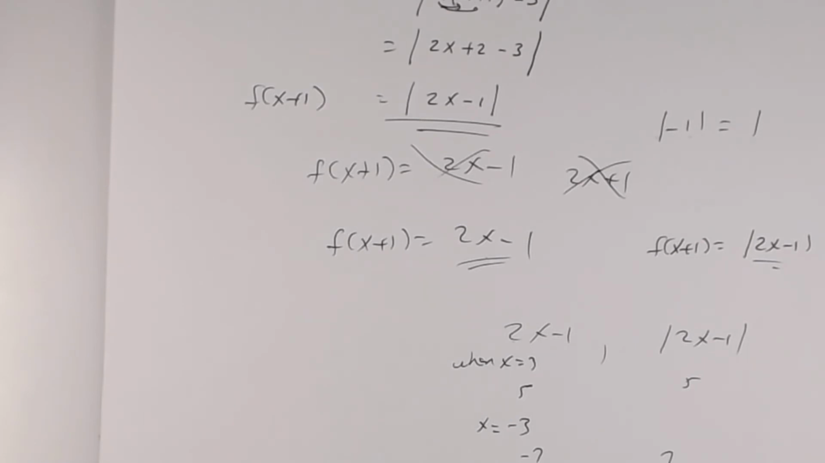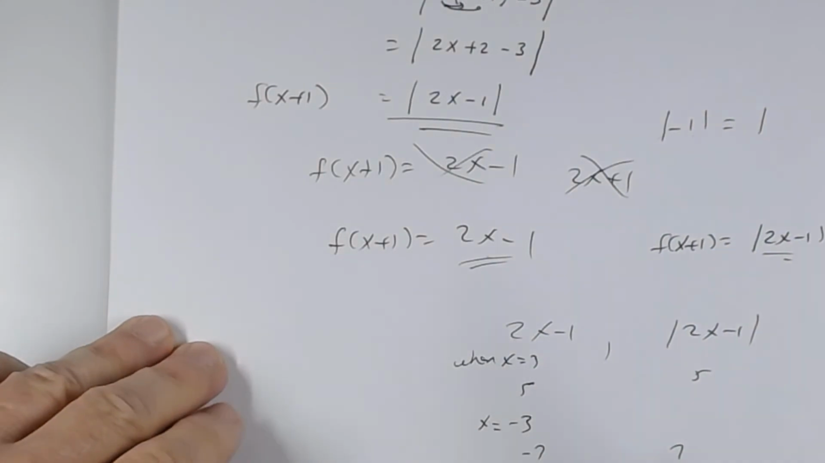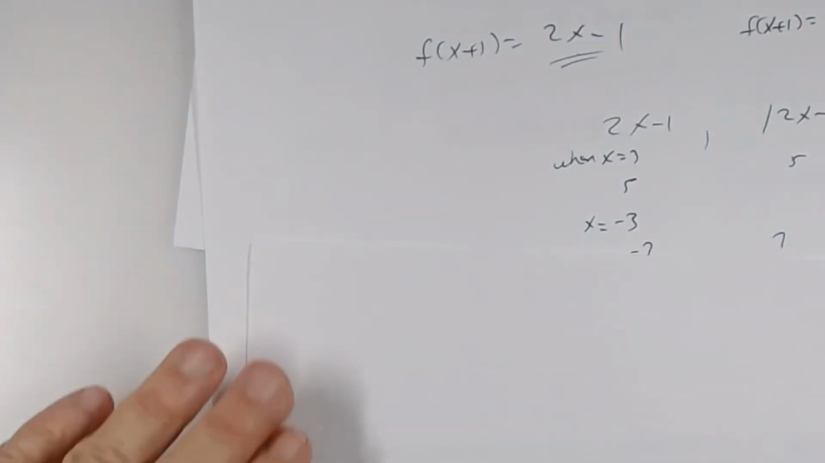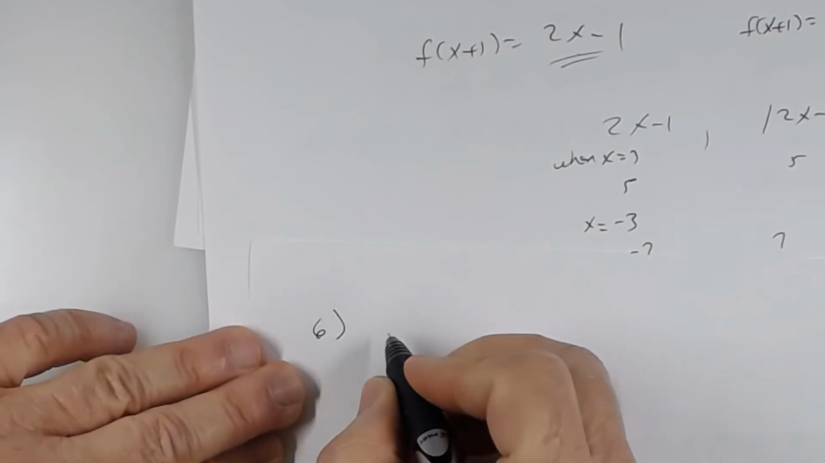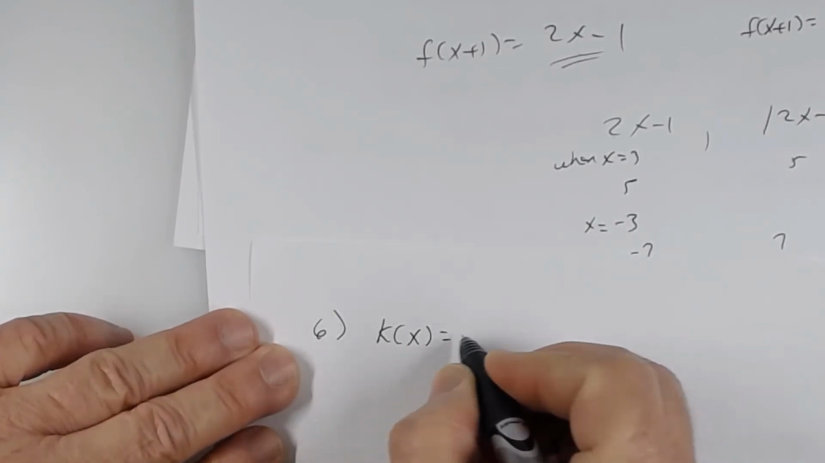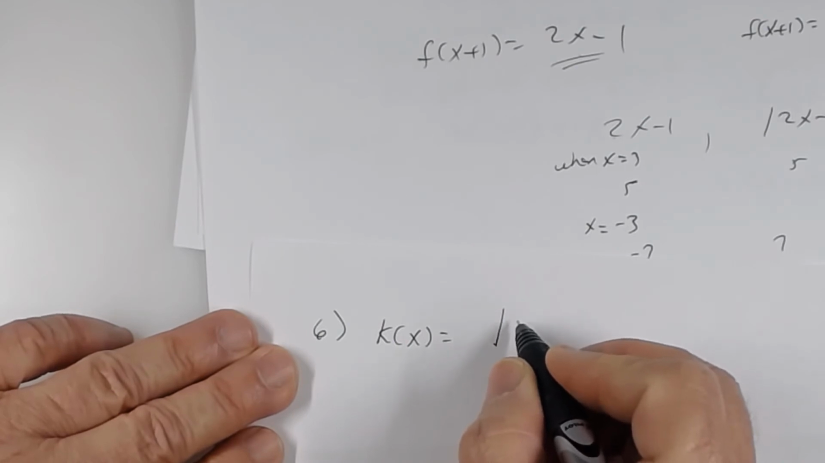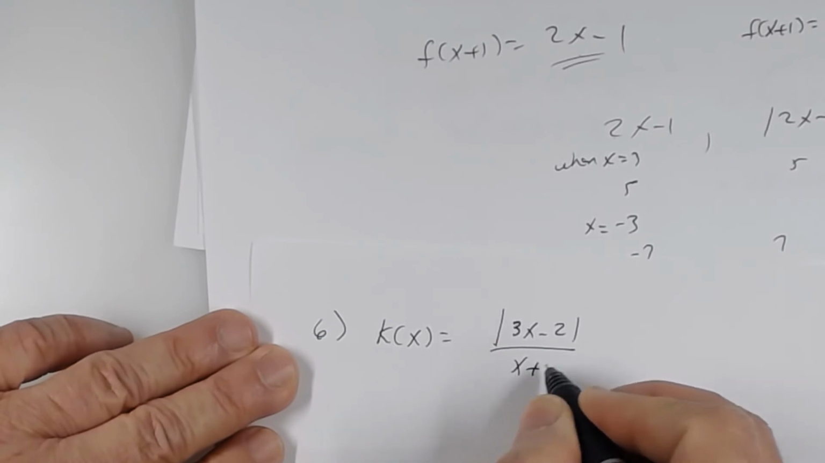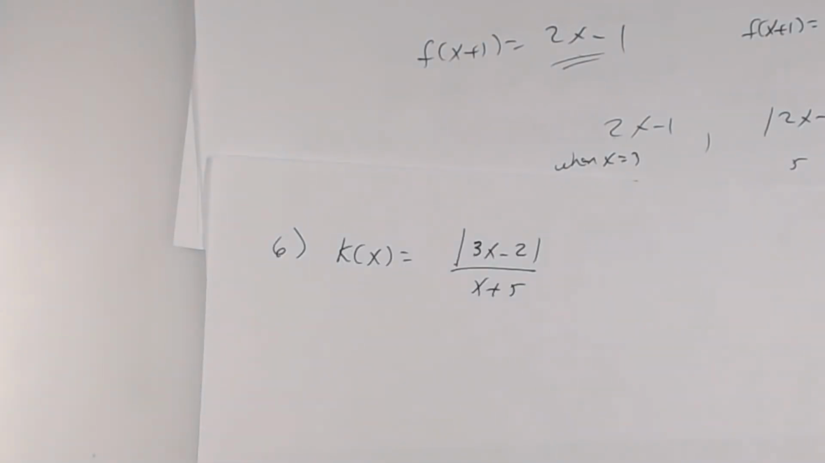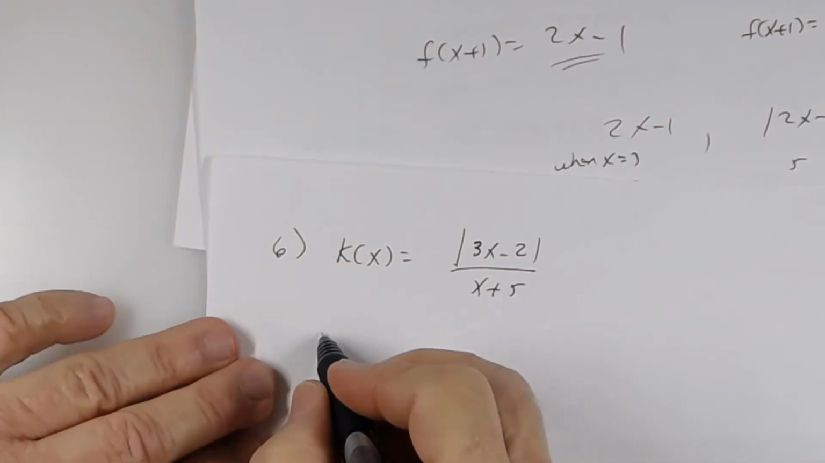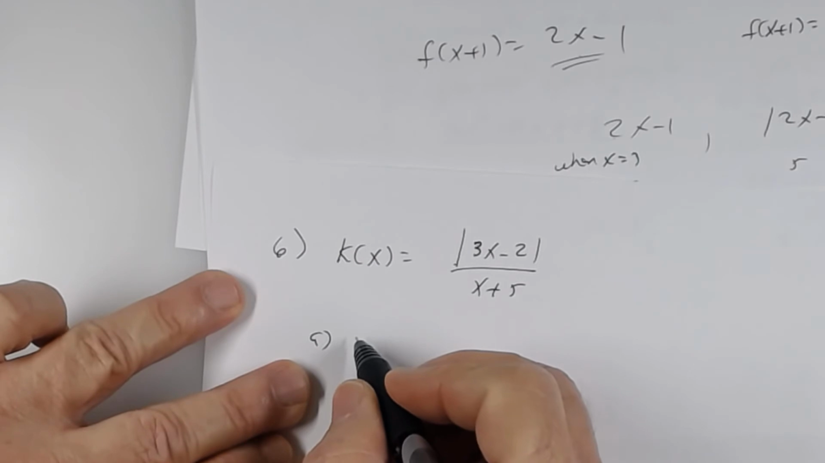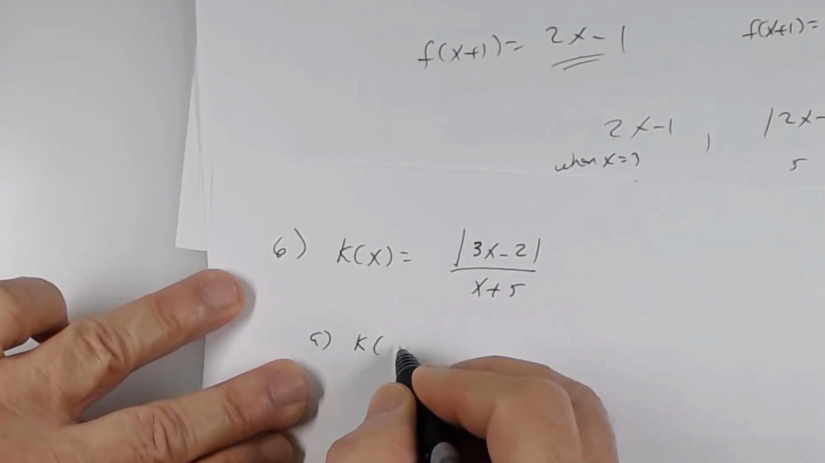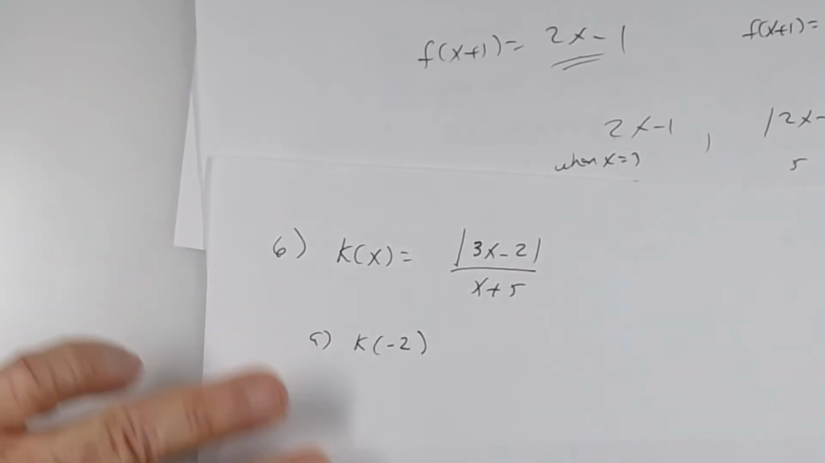So now, let's look at something like number 3. Let's look at number 3, something like that. So this is going to be number 6. Let's suppose you had k of x is the absolute value of 3x minus 2 divided by x plus 5. So k of x is the absolute value of 3x minus 2 divided by x plus 5. Part A, let's find k of negative 2.